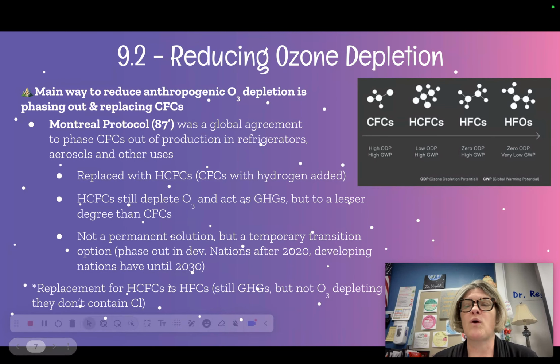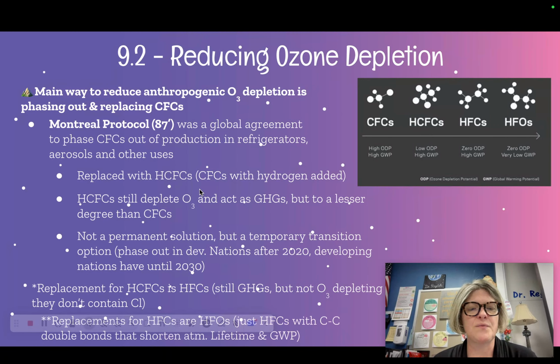The replacement for our HCFCs, as you can see on this chart, just to make that clear, is something called a hydrofluorocarbon. It's still a greenhouse gas, but it's not O3 depleting, right? It doesn't have that chlorine in there at all. But again, we want to get to the hydrofluoroolefins. That would be the ideal. So replacements for HFCs, like I said, are those HFOs. It's basically just an HFC with a carbon double bond that shortens the atmospheric lifetime, and has very low global warming potential.